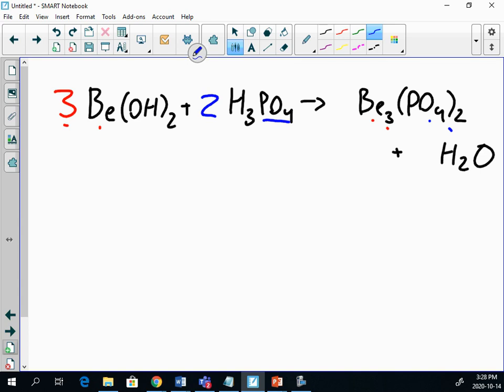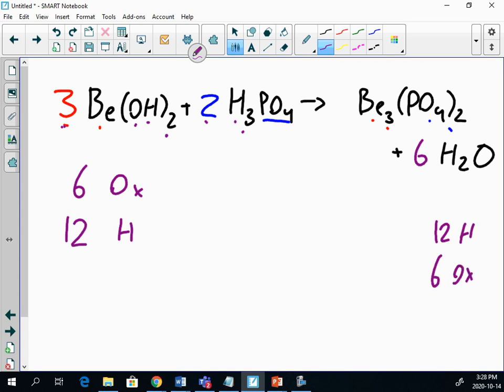At that point, I can check to see that everything else balances if I put the correct number in front of my H2O, and in fact it does. So going through it all here, I've got 3 groups of 2 oxygen here, 6 oxygen. And then I've got 3 groups of 2 hydrogen, plus another 2 groups of 3 hydrogen, so a total of 12 hydrogen on this side. And if I give myself 6 water, then I end up with 12 hydrogen and 6 oxygen on this side. So that is my fully balanced neutralization reaction between beryllium hydroxide and phosphoric acid. Moving on.